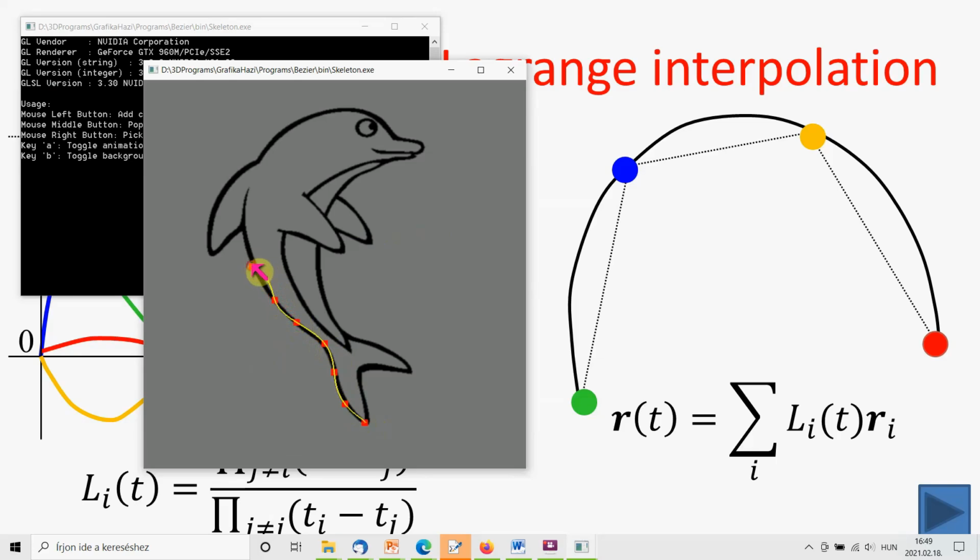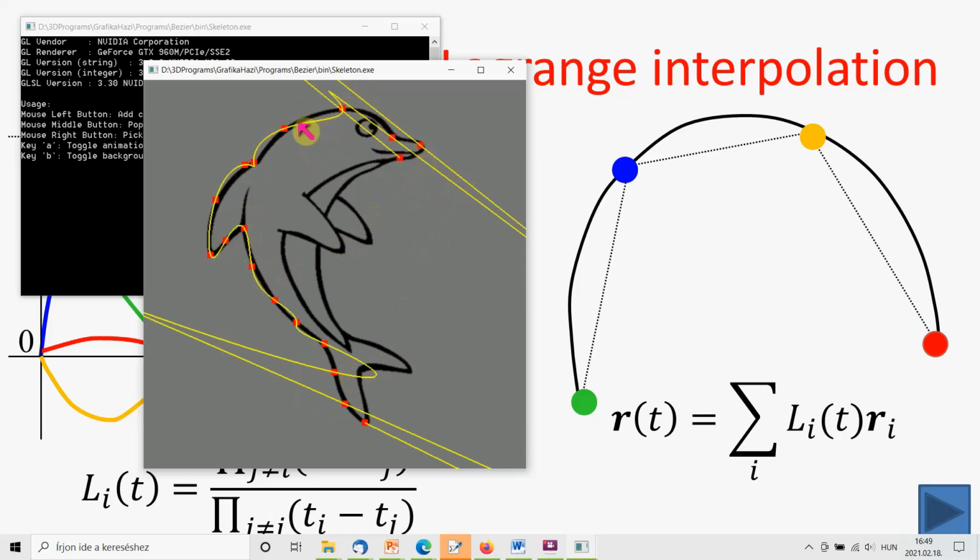Okay, let's add further control points. It's getting worse. Yeah, it's very bad. It's uncontrollable. So I stop. So this curve is really very, very far from the contour of the dolphin, and it seems uncontrollable.